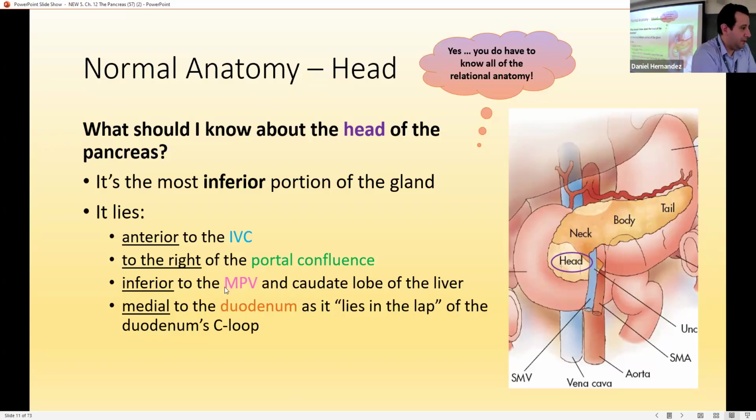It's inferior to the main portal vein, so the head wraps around a little bit and sits a little lower than the main portal vein itself, as well as inferior to the caudate lobe of the liver. Sometimes you can clip a little piece of that caudate in your image. It's medial to the duodenum. This is that C loop of the duodenum where it comes down, and the head sits right in the lap of that C loop.